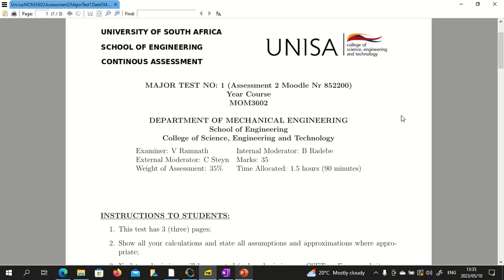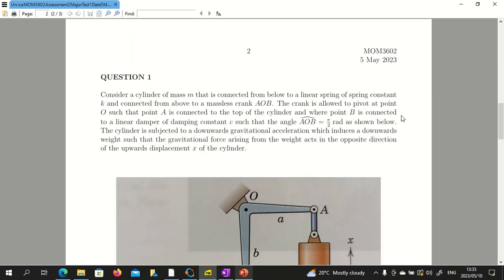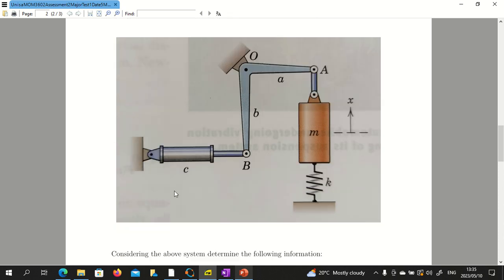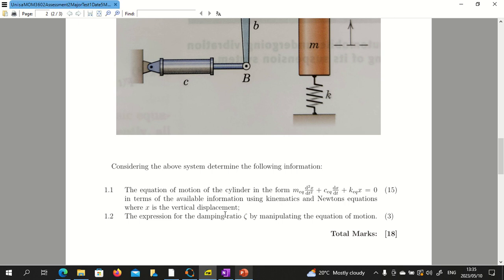I'm going to outline how to solve test 1, question 1. Question 2 is straightforward, so I'm not going to worry about it. In any case, you've got a mass, you've got a crank, the mass is connected to a spring, the crank is connected to a damper. You need to deduce the system and the damping ratio.